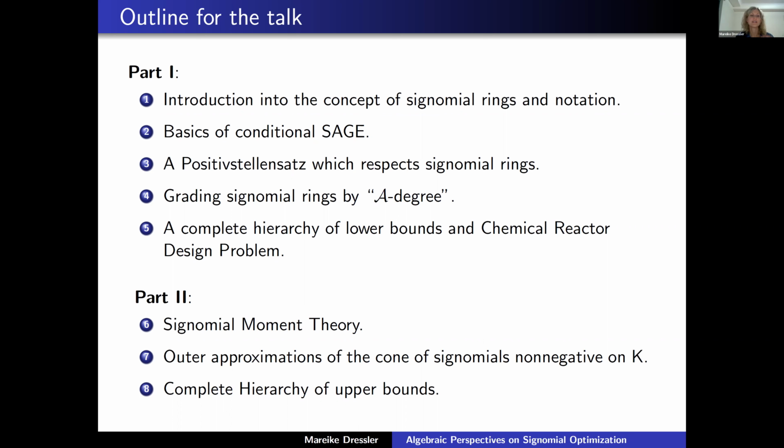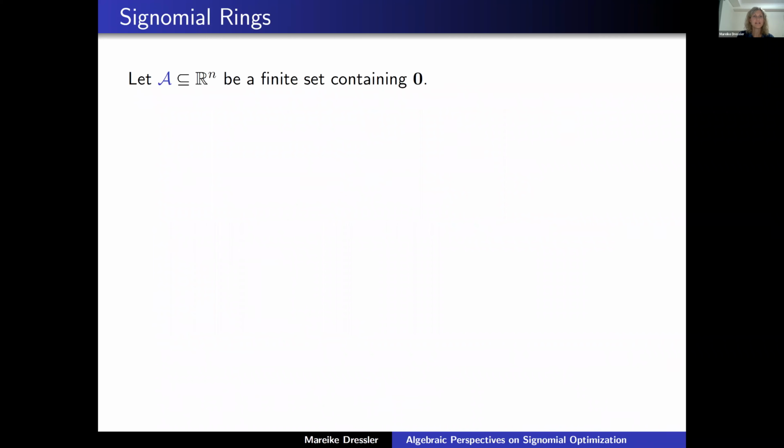And if we come to that, then I will outline the outer approximations. For that, we need a little bit of signomial moment theory. With that, we can, like I just said, form outer approximations of this cone, which in turn then leads to upper bounds, which converge to our optimal value. All right, so part one, let me introduce you to the concept of signomial rings.